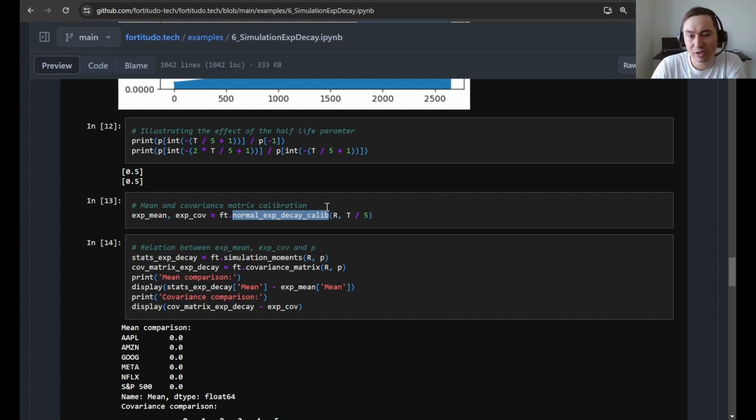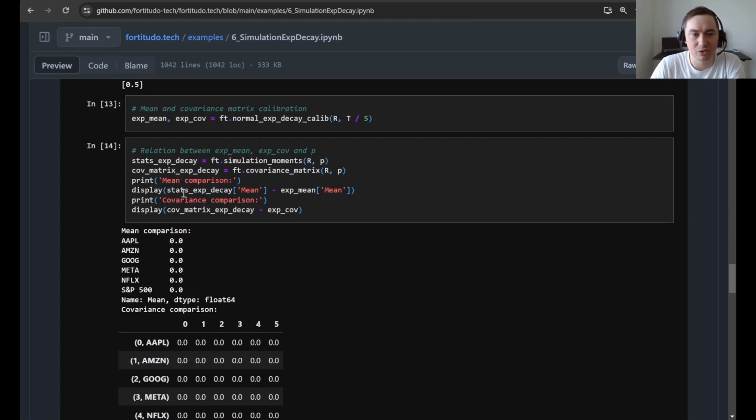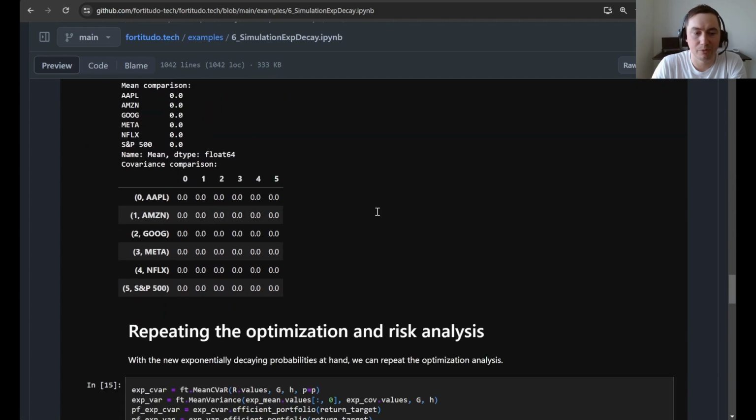So this is what happens under the hood, and this is what we show you here, where we verify that the two different methods give the same thing. You can see that whether we use the exponential decay probabilities and then compute the means and the covariances manually afterwards, or use the function, we get the same results. So it's really up to you what you want to do. If you want to continue working with CVaR optimization or entropy pooling, then you can use these exponential decay probabilities directly. If you want to simulate from a normal distribution, then you can use this exponential decay calibration function here.